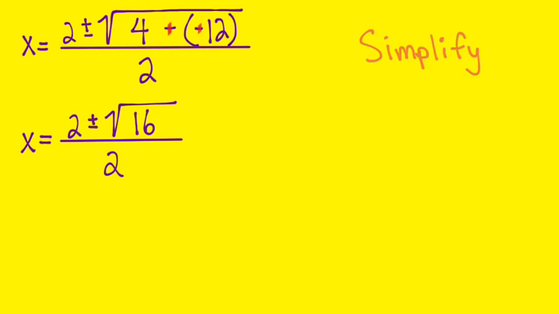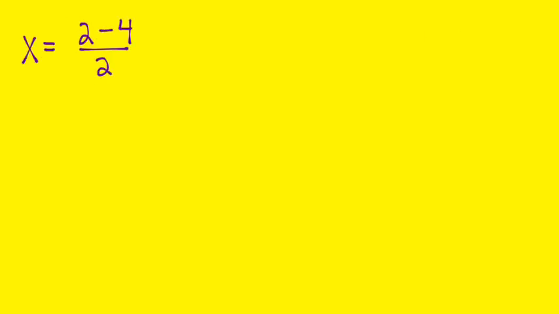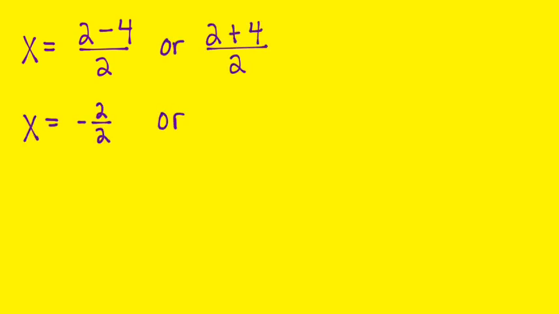So we'll get 2 plus or minus the square root of 16 divided by 2. So plus or minus 4 divided by 2. So we'll have 2 plus 4 divided by 2 and 2 minus 4 divided by 2. Ending up with negative 1 and 3.